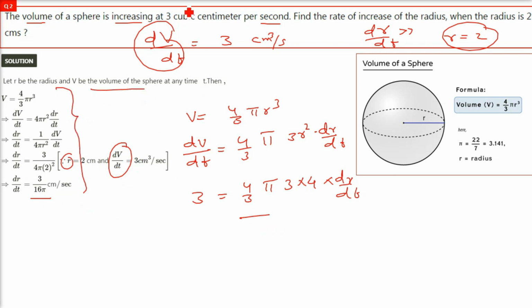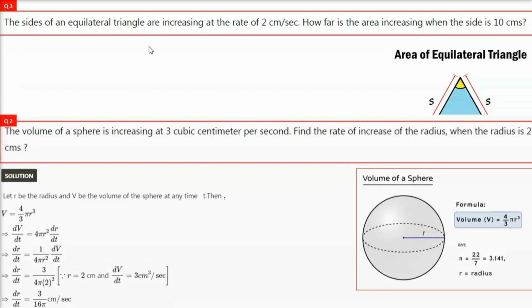So let me just write it for the sake of completion. So 3 by 16 pi centimeter per second. You need to know the volume formula, otherwise it will be difficult to solve these kinds of questions.